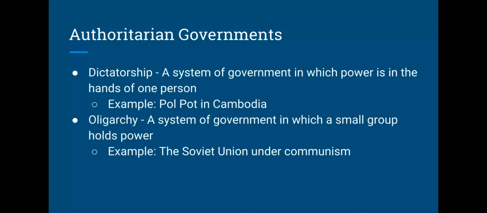Now, with authoritarian governments, you have really 2 types. You have dictatorships and oligarchies. A dictatorship is a system in which the power is in the hands of one person. So you think of Pol Pot in Cambodia or Adolf Hitler in Germany. An oligarchy is a system in which a small group holds power. So you can look at the Soviet Union. Yes, Joseph Stalin was a dictator. However, you did have the Central Committee that also ruled with him and enforced different policies.